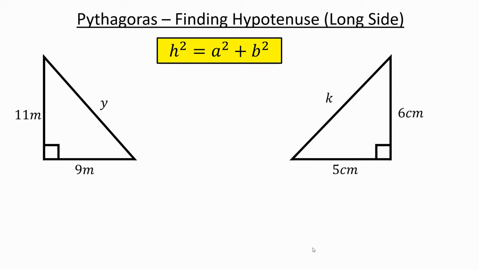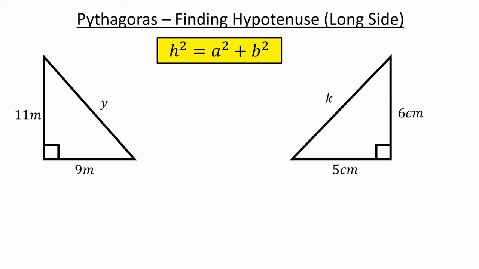In this video, we're going to look at using Pythagoras to find the length of what we call our hypotenuse, or our longest side in a right angled triangle. And so with our first example here, we've got our longest side here. Y is the letter, our unknown letter here. And we've got 11 meters on this side and 9 meters on the other.